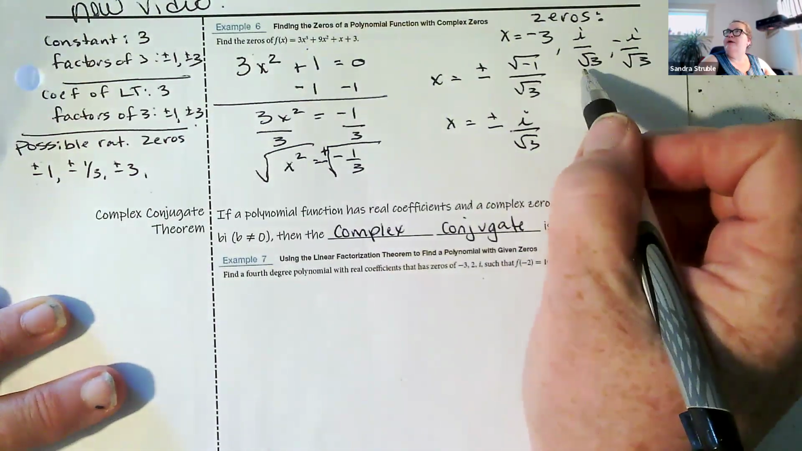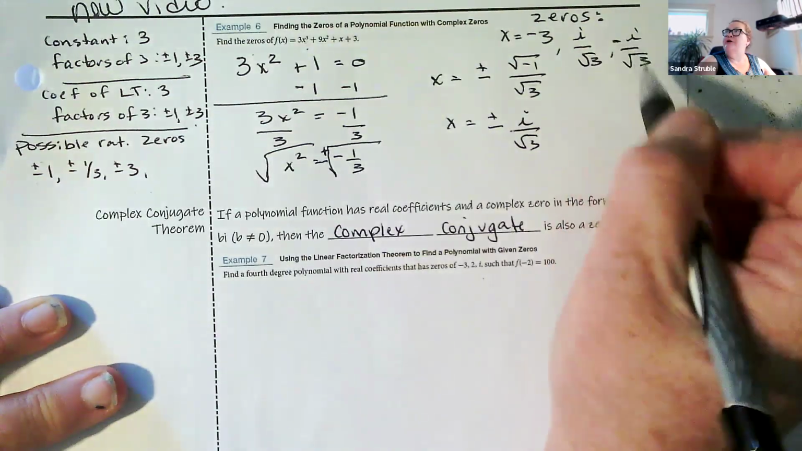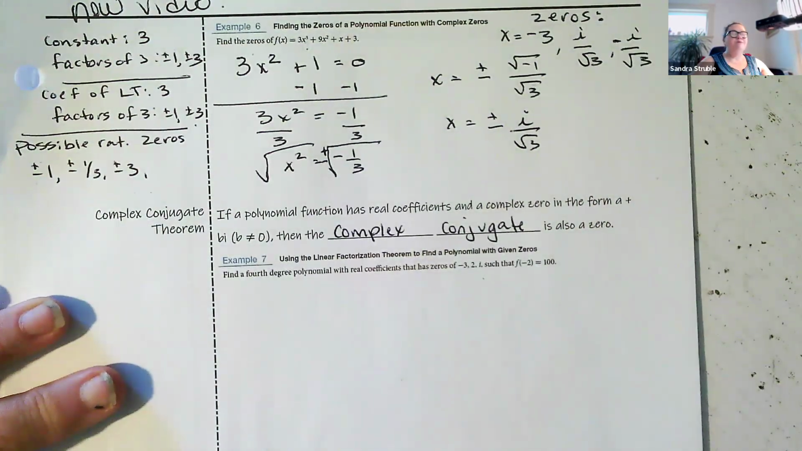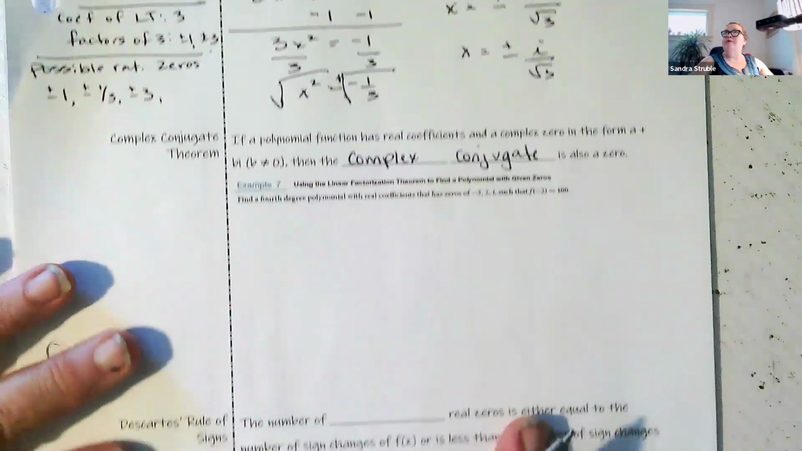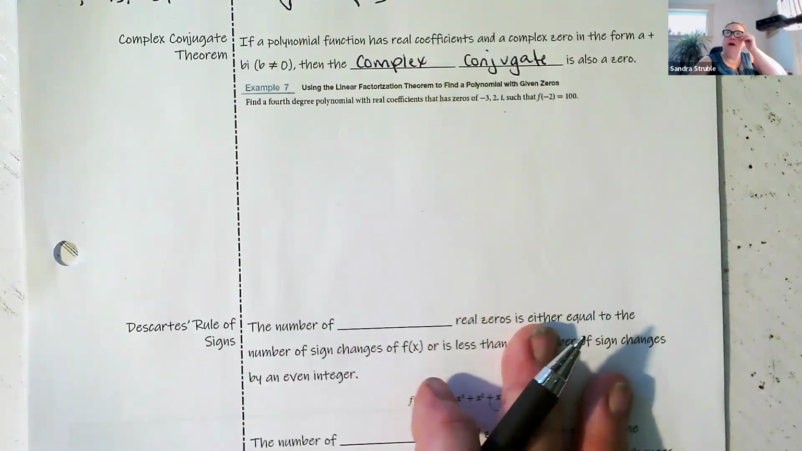I over the square root of 3 is a zero, as is its conjugate, which is just the negative version of I over square root of 3. So the complex numbers have not gone away. We're just using them to keep developing your algebra skills, okay?